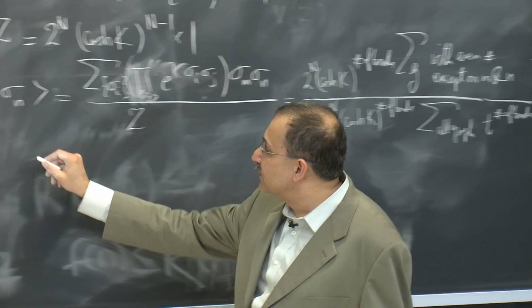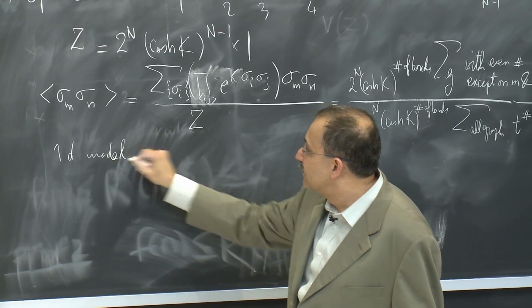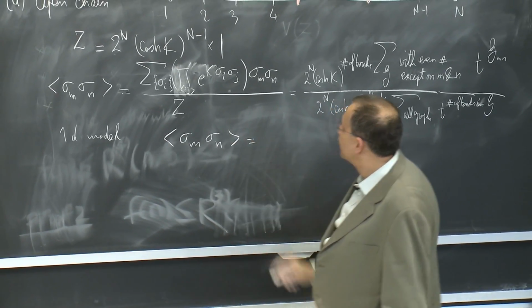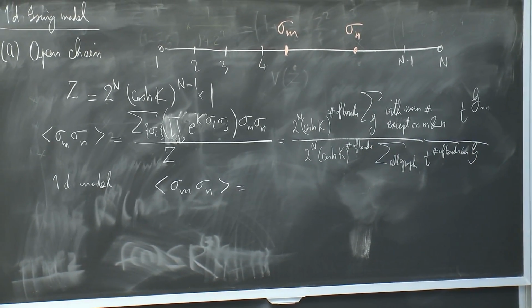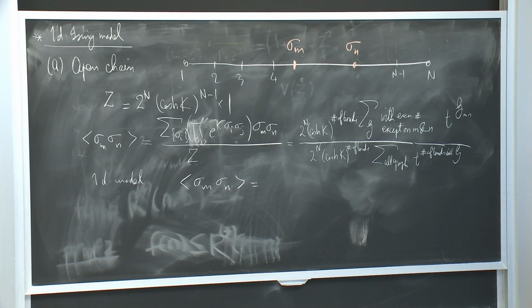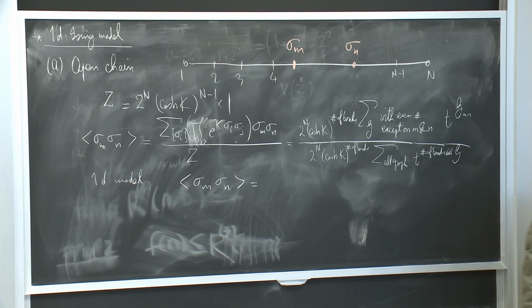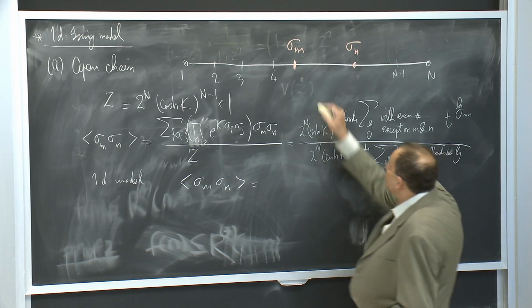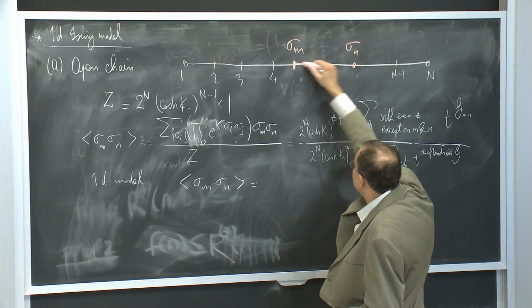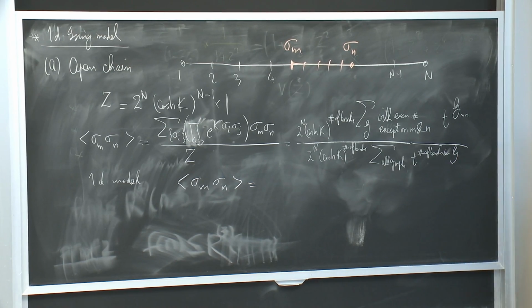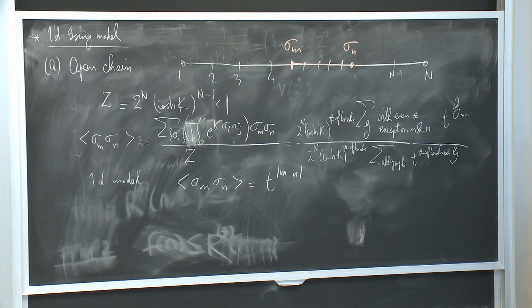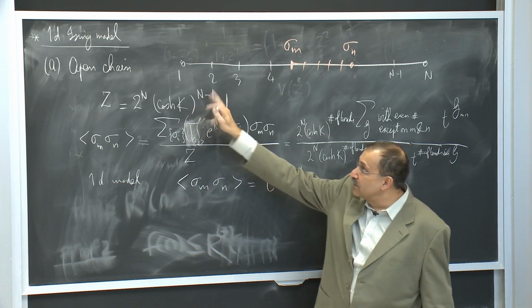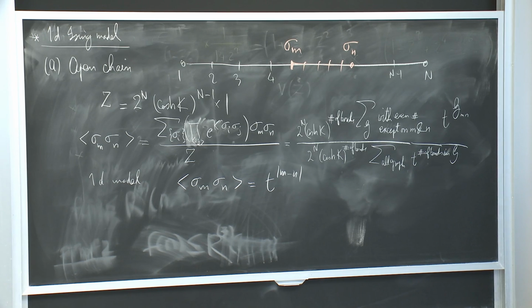Okay? So if I do this for the 1D model, sigma m, sigma n, I have to draw graphs that have essentially an odd number. Essentially, sigma m and sigma n should be the origins or ends of lines. And clearly, I can draw a graph that connects these two. Right? And so what I will get is t to the number of steps that I have to make between the two of them. The rest of it is going to be the same, 2 to the n cosh k to the n minus 1. In the numerator and denominator, they cancel each other.